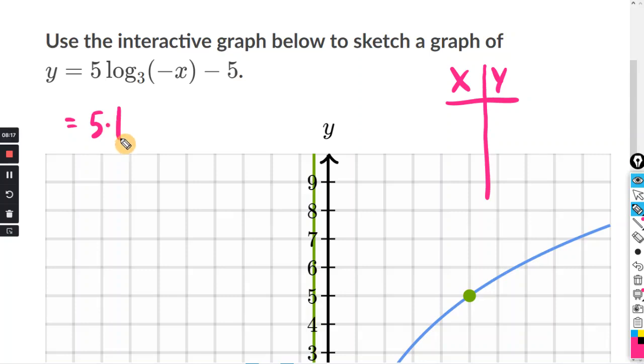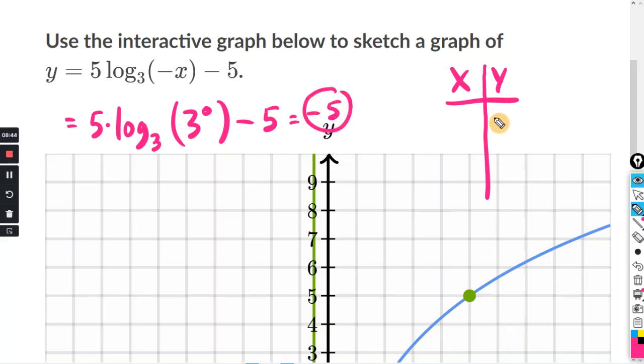All right, so let's see. 5 times log base 3. Again, we're using log base 3 for some reason. If we did 3 to the 0, minus 5, log base 3 of 3 to the 0 is just 0. Times 5 is 0, and minus 5, that's going to be negative 5. So the y value is negative 5.